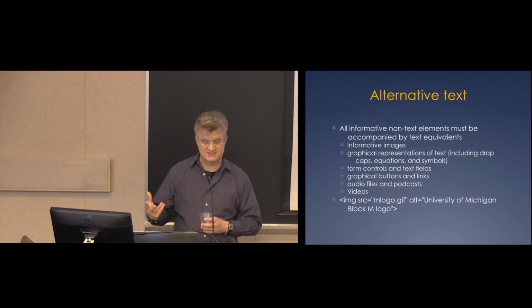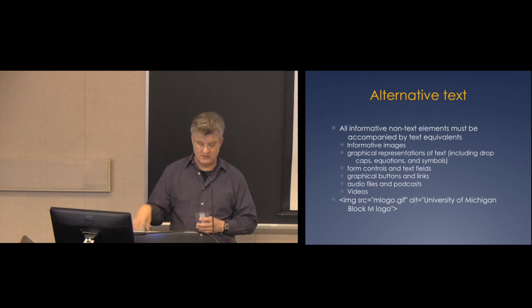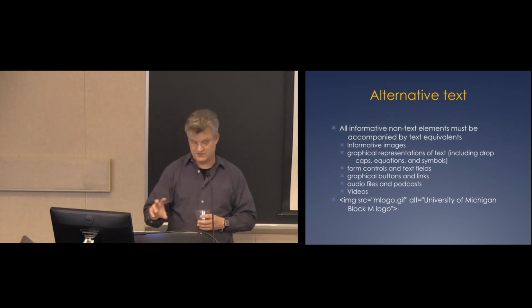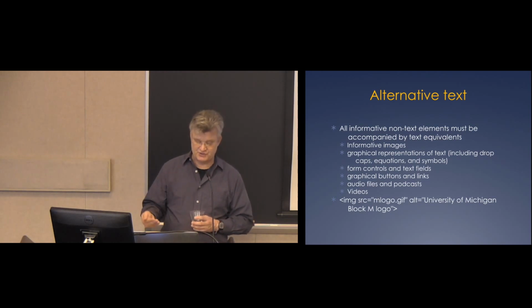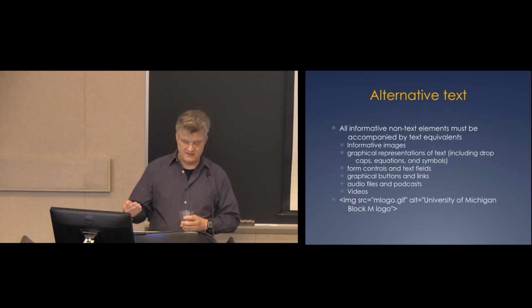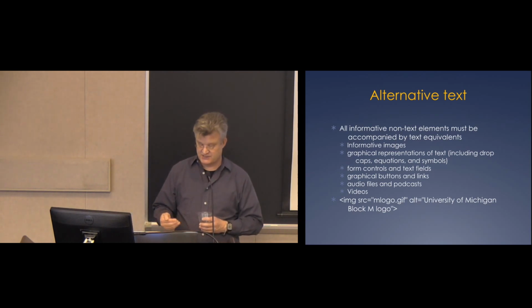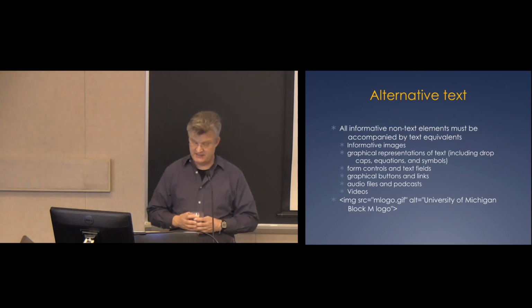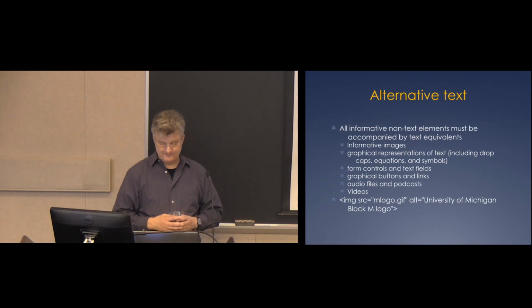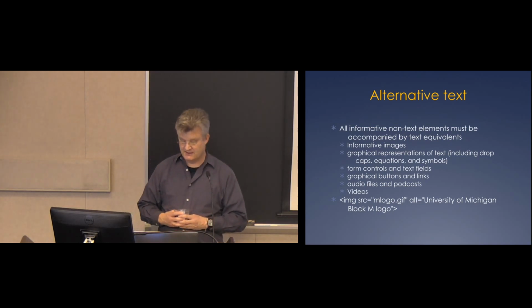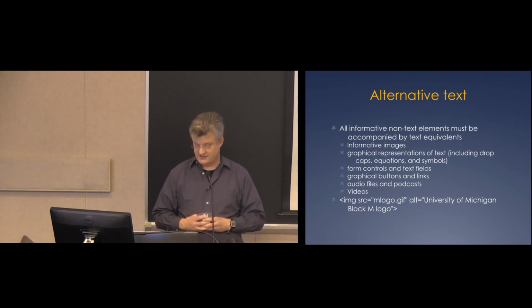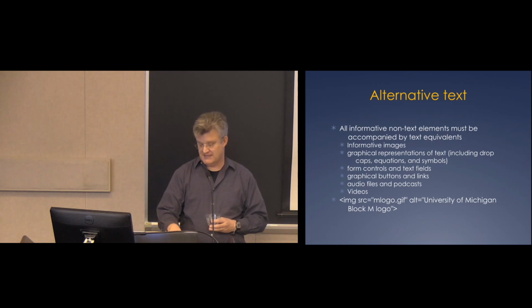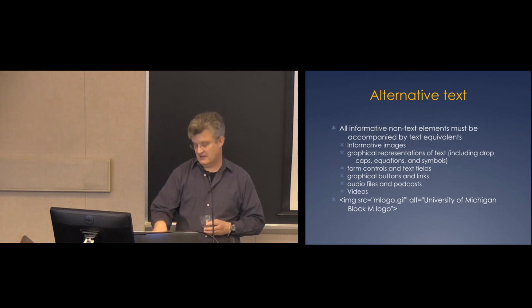So sometimes instead of using native HTML elements for web controls, people will design their own with JavaScript and use their own images. And when you do that, you have to ensure that you're building accessibility into those widgets, but that should be taken care of for you. And then audio files and podcasts need alternative text. And the last bullet point here is an example of alternative text for the Block M logo. And I've just given it the description, a University of Michigan Block M logo.